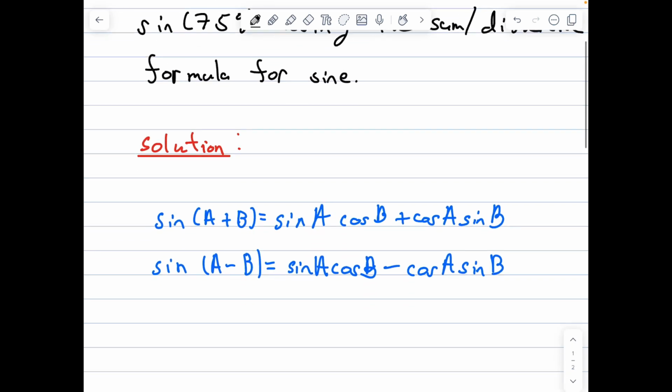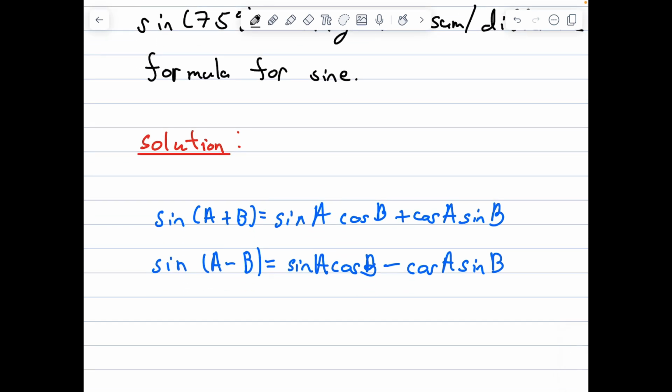All right, so we have the sum and difference formulas. The sum formula is the sine of a plus b, and that's equal to sine a cosine b plus cosine a and sine b. A and b are just two angles here. And likewise, we have the sine of a minus b, which is sine a cos b minus cos a sine b.